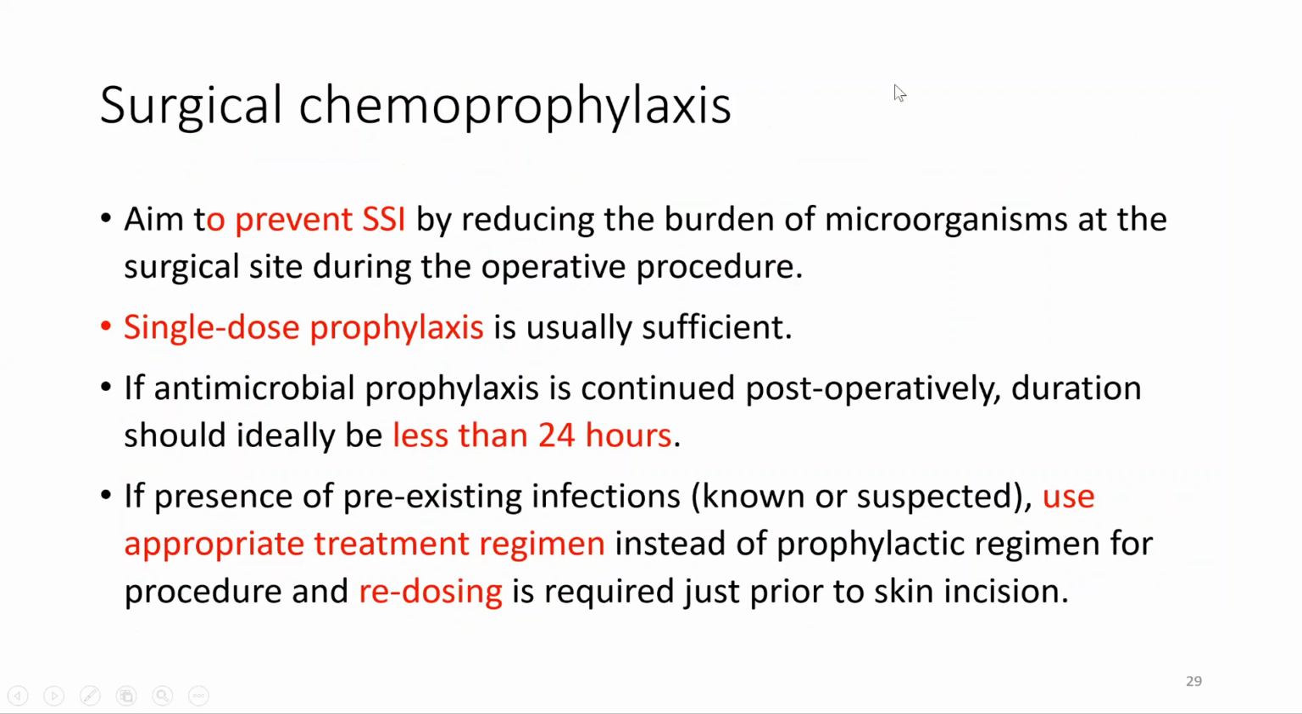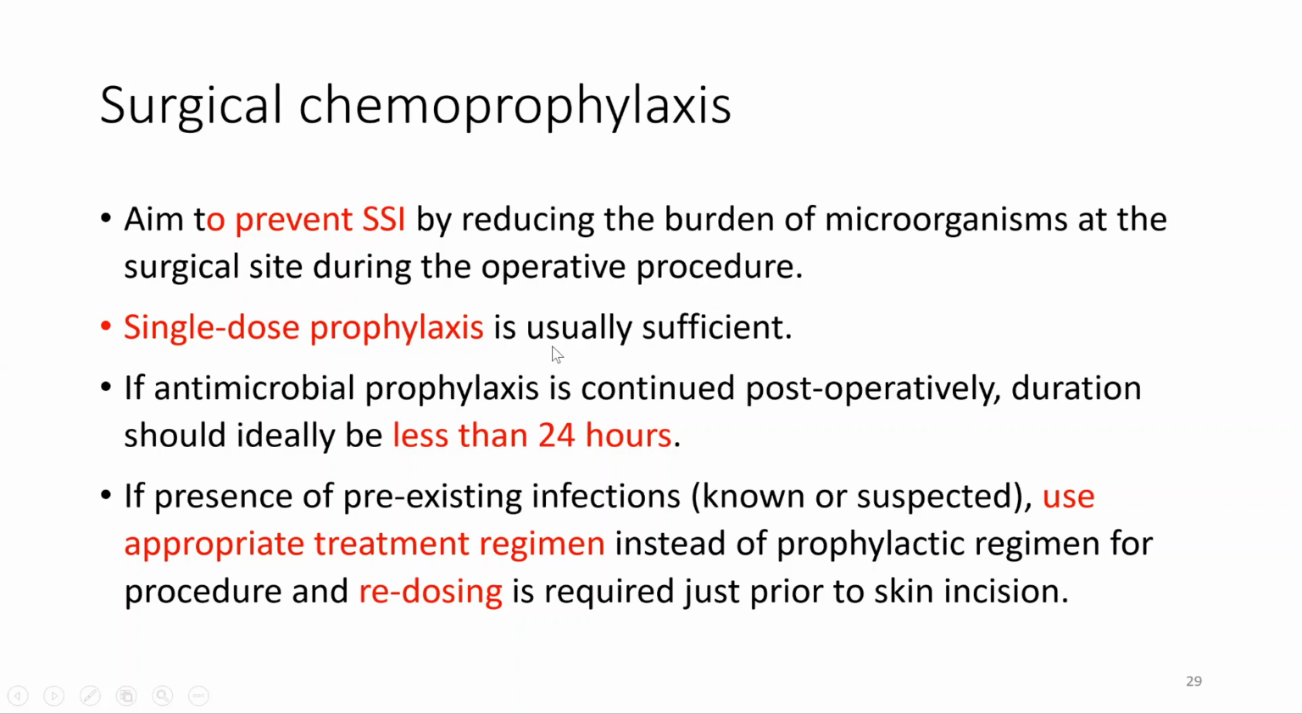Okay, the next important indication for antibiotic therapy is chemoprophylaxis. The aim of surgical chemoprophylaxis is basically to prevent surgical site infection, because by administering antibiotic as prophylaxis, it reduces the burden of microorganisms at the surgical site during the operation. So a single dose prophylaxis is usually sufficient, and the optimal time. If antimicrobial prophylaxis is continued post-operatively, the duration should be less than 24 hours.